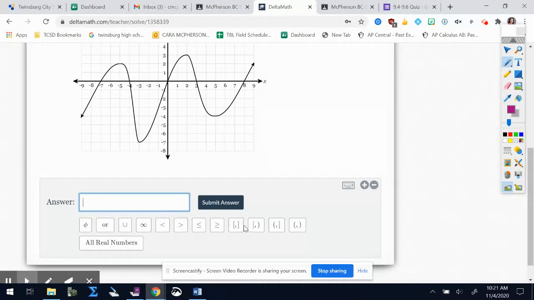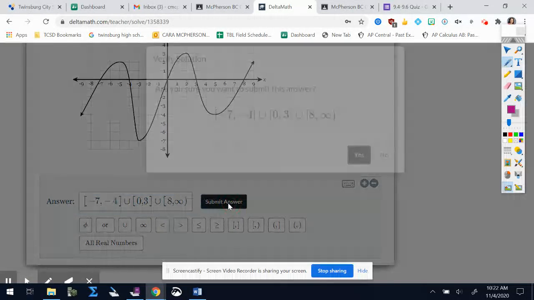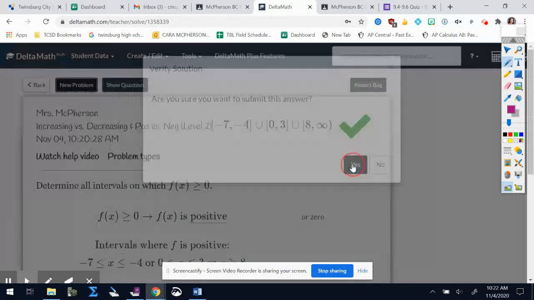There we go. So from negative 7 to negative 4, negative 7, comma, negative 4. And then again, it's above the x-axis from 0 to 3. And again, 0 and 3 are where it equals that. So those count. So 0 to 3. And then again, from 8 to infinity. So I do not want to put a bracket around the infinity. So I'm going to pick this one. 8 to infinity. Infinity is one of my options. So I've got 3 intervals where it is positive.